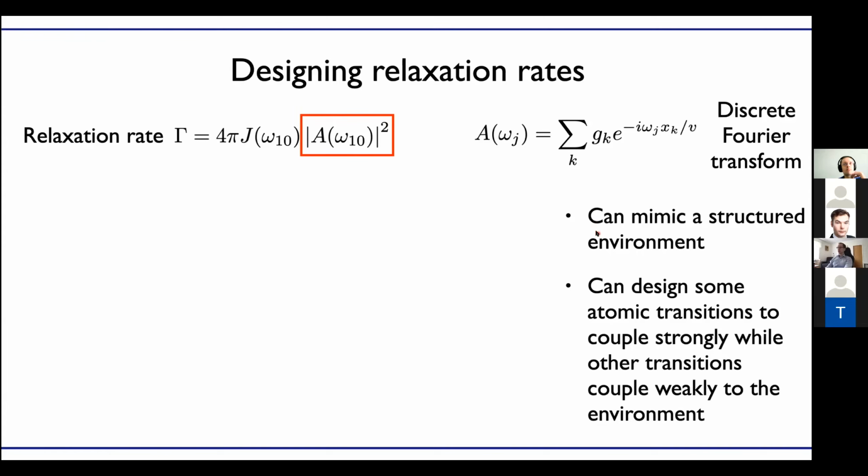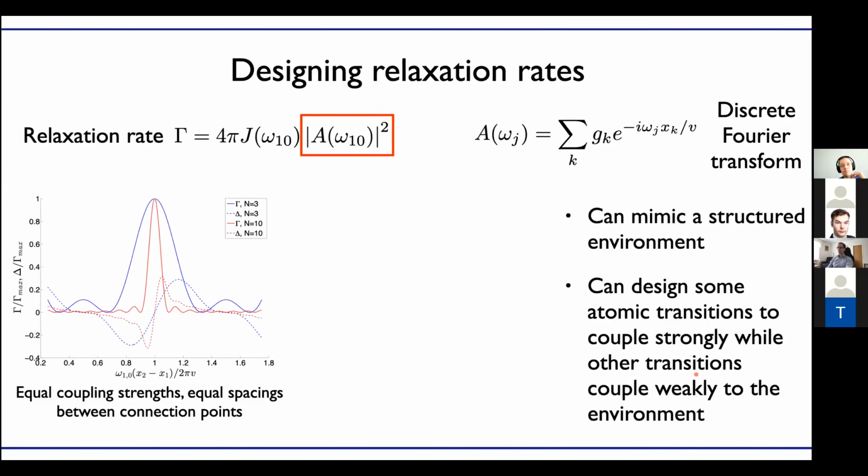So you can mimic, for example, some structured environment for the atom. You could design some atomic transitions so that at some frequencies they couple very strongly, and other transitions at other frequencies couple very weakly to the environment. So let me show here first the simplest case. If you have equal coupling strength and equal spacing between connection points, so everything is as symmetric as it can be, what you get then is this frequency dependence.